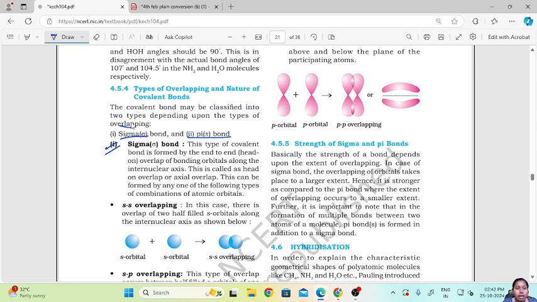A sigma bond is a type of covalent bond formed by the end-to-end or head-on overlap of bonding orbitals along the internuclear axis. This is called head-on overlap or axial overlap. This can be formed by any of the following types of combination of atomic orbitals. Now what are sigma bonds? This is a type of covalent bond which is formed by the end-to-end or head-on overlap of bonding orbitals along the internuclear axis.